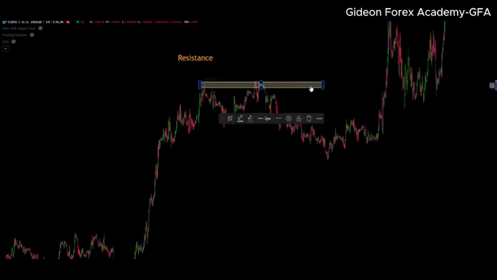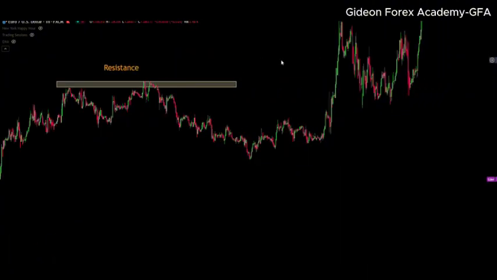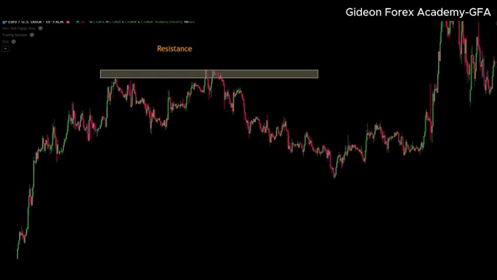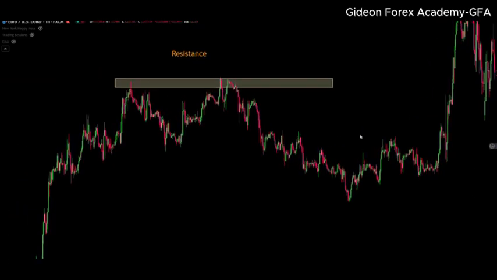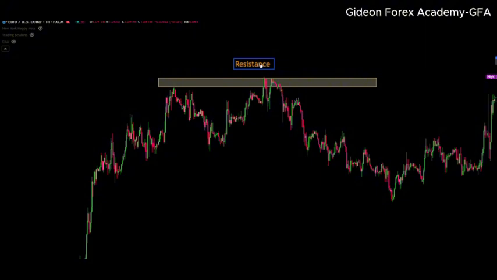if I'm to mark this out, this would be a resistance level right here. As you can see, the price could not break above there. We had an uptrend, but when the price got here, we see the resistance. The price could not break above this zone. So obviously we can see a resistance over there.